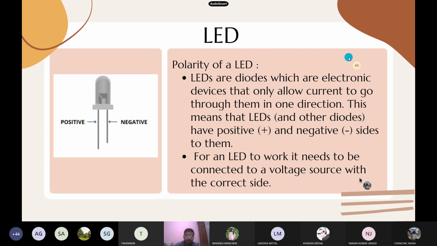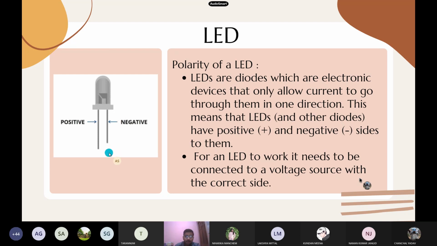So let's talk about polarity of LED. Before talking about polarity, let me ask you a very important question. Is polarity really important? What will happen if you connect the terminals of LED the other way around? Write your answers in the chat box.